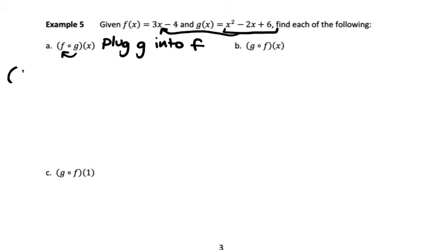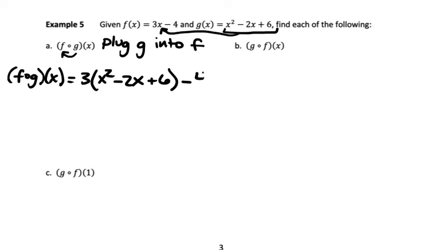So what that's going to give me is 3 and then in parentheses x squared minus 2x plus 6. I'm using parentheses because the entire function needs to be multiplied by 3. And then I have a minus 4.